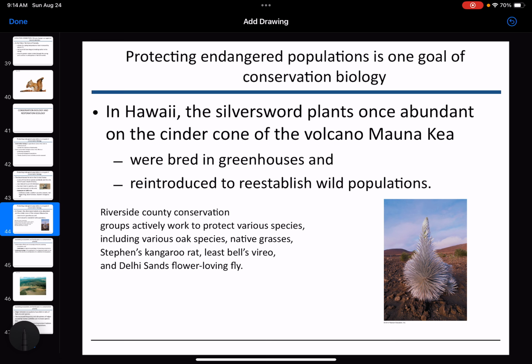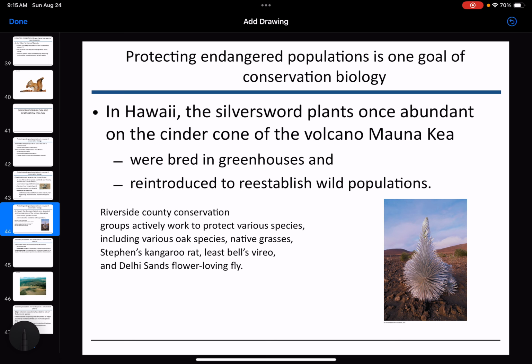Native grasses, native California grasses are also protected. We can see examples of Engelmann oaks in the Santa Rosa Plateau, down in the sort of, what would that be, Murrieta area, as well as native grasses like these purple grasses that grow there in that Santa Rosa Plateau. And that plateau is a preserve intended to help maintain these native plant species.